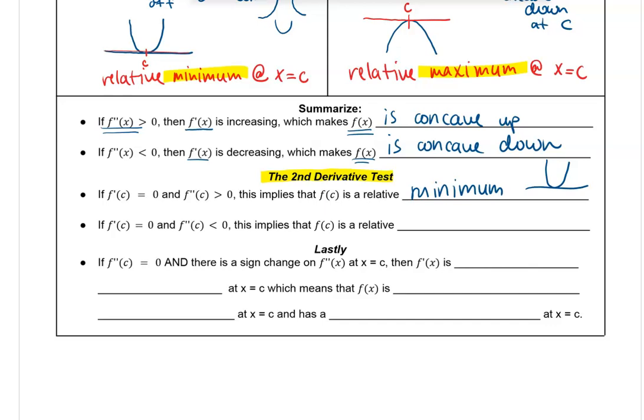And then similarly, if the first derivative is 0 and then you test the sign of the second derivative at c and find that the second derivative is negative, that would tell us that f of c is a relative maximum, because it would be sitting at the top of a concave down curve.